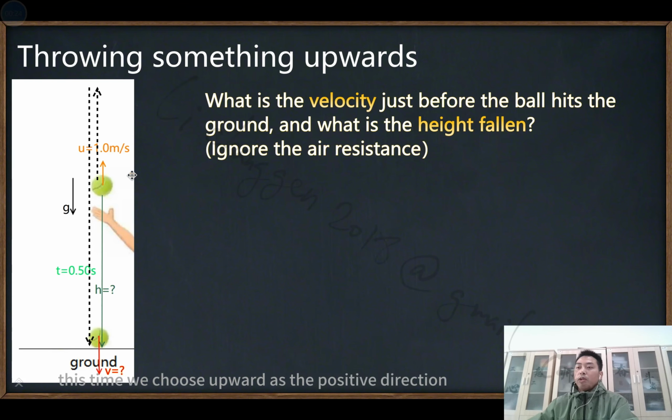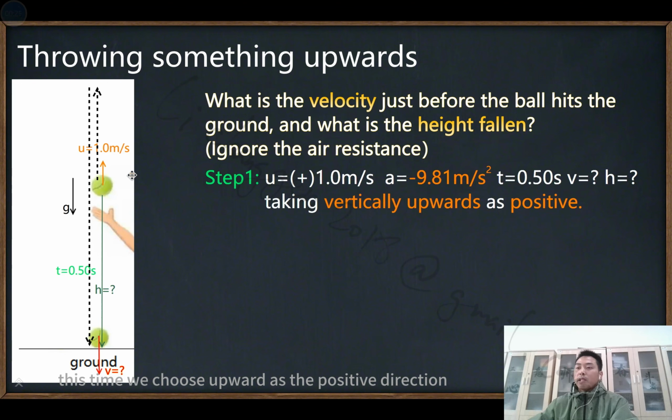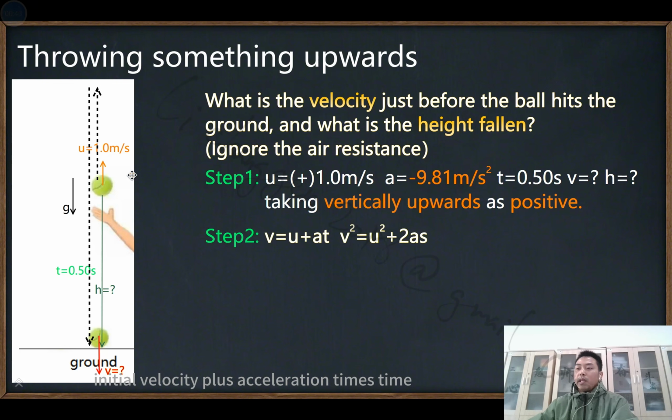This time, we choose upward as the positive direction, so initial velocity is positive 1 meter per second. Acceleration due to gravity is negative 9.81 meters per second squared. Time is 0.5 seconds. We use the same equations. Final velocity equals initial velocity plus acceleration times time. Final velocity squared equals initial velocity squared plus 2 times acceleration times height.